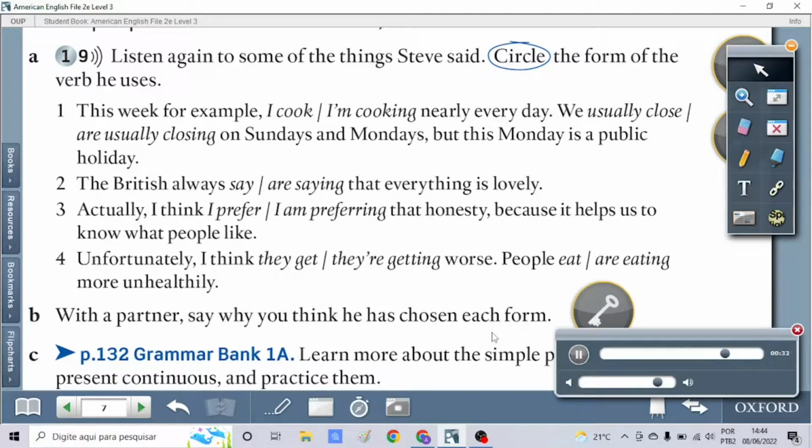4. Unfortunately, I think they're getting worse. People are eating more unhealthily.